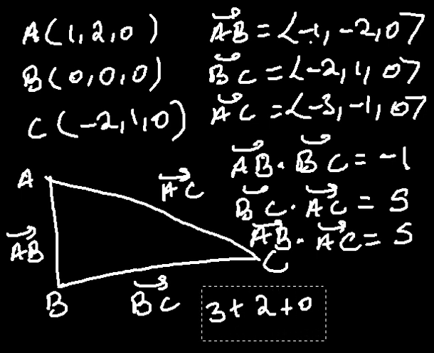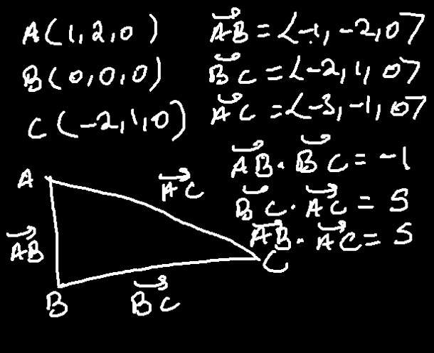So as you can see, there is no pair of vectors whose dot product is 0. Hence these vertices do not correspond to a right angled triangle.